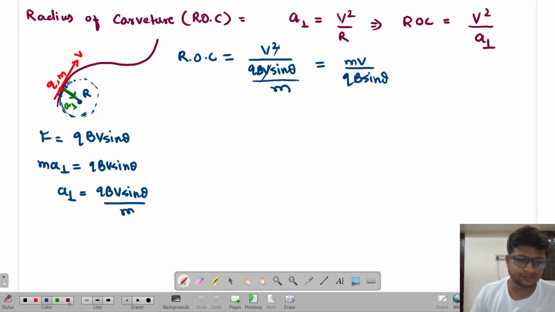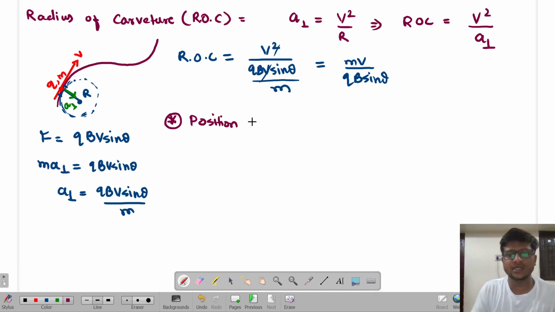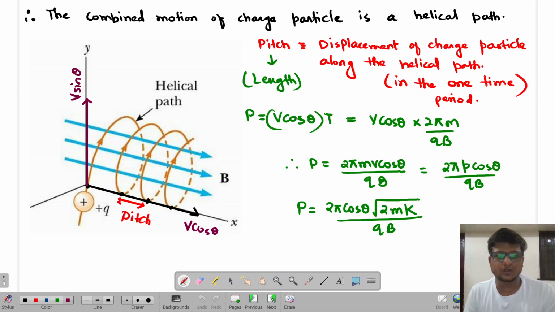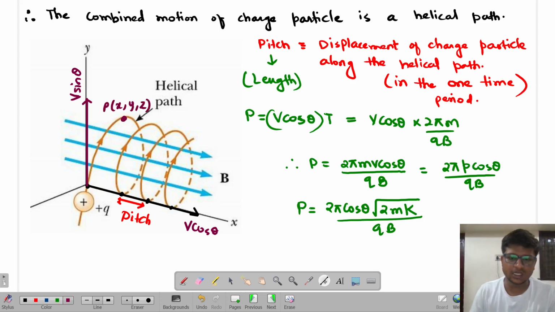Now let's talk about one more quantity: the position vector of the particle at any time. This is a helical path, so I should know its position. If the particle is over here, it has x, y, z coordinates. If I join that x, y, z with the origin, we call it the position vector r vector. Yes or no?